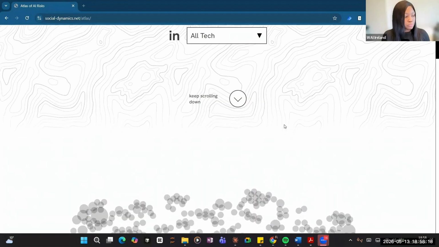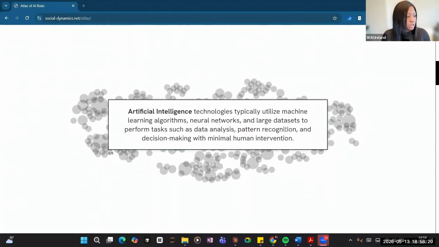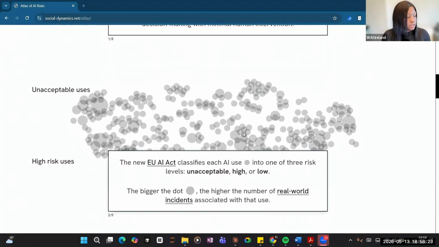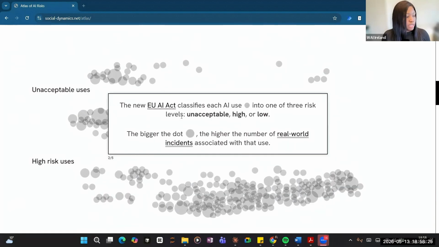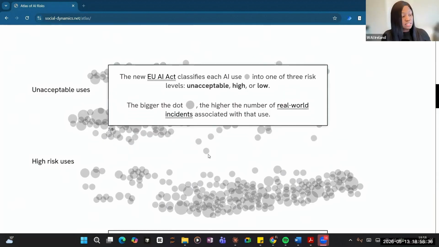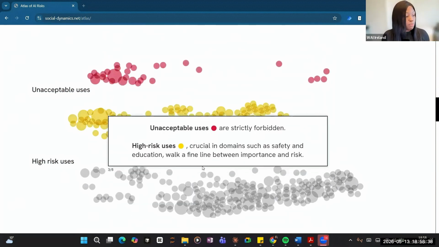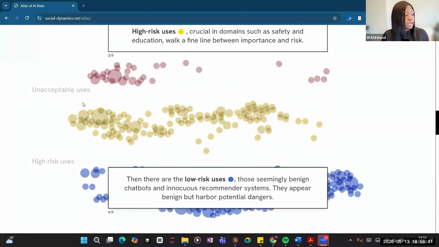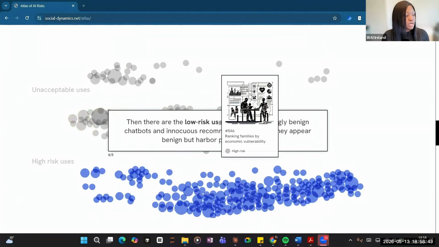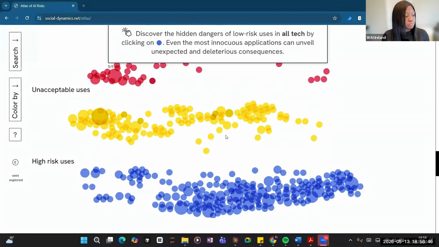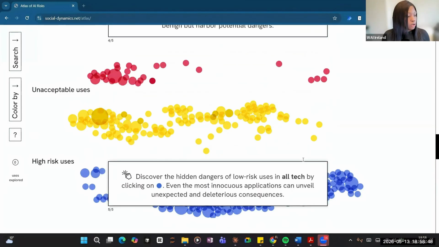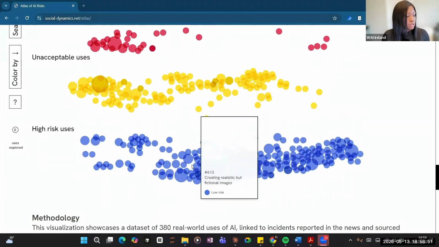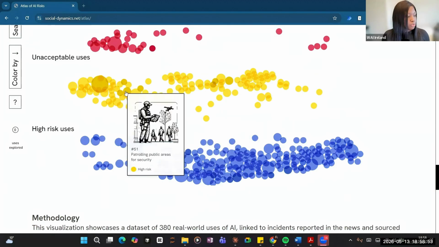You can see if you scroll, there's some context, the EU AI Act classifies each AI use into one of three risk levels. So you have unacceptable, high, or low risk, which are highlighted here. And then you can see incidents for each of those levels here in the atlas, right? Of course, unacceptable uses are in red, high risk in yellow, and low risk ones are blue. And you can just, let's see, one example, highlight.